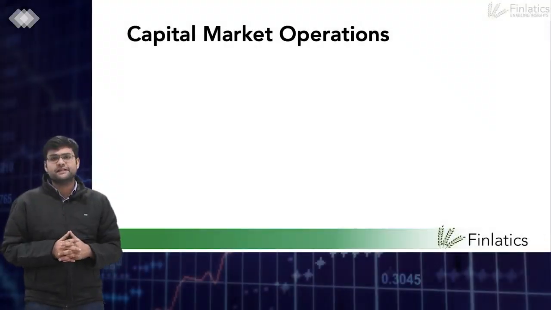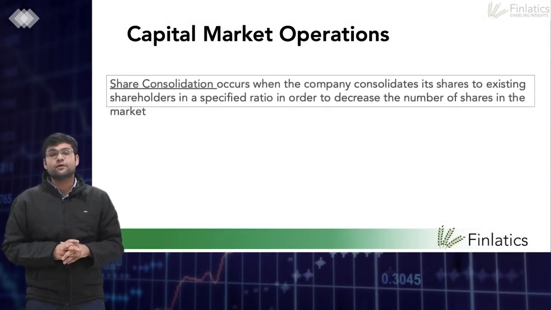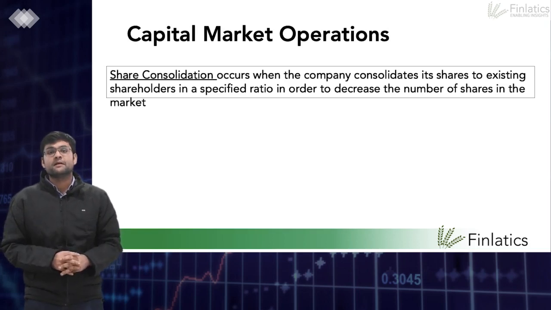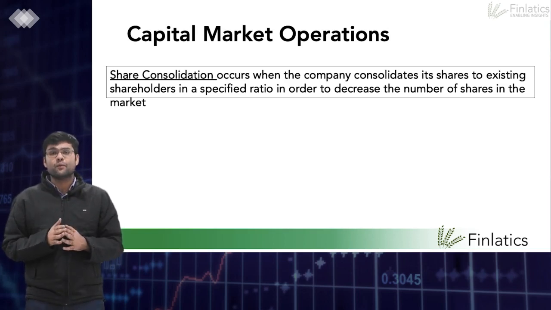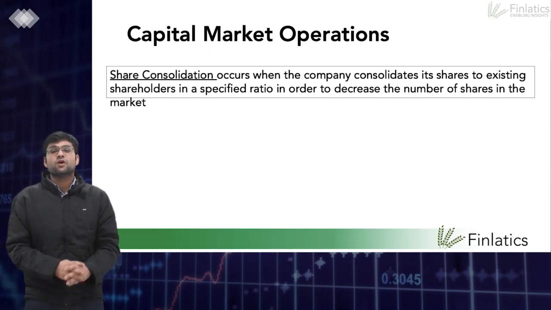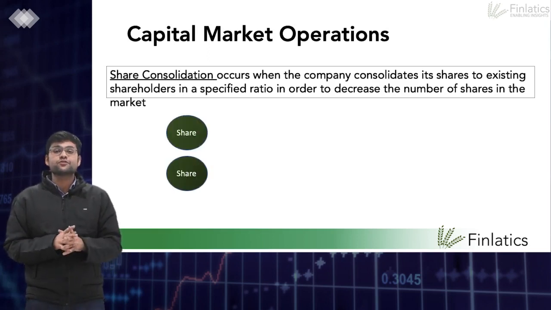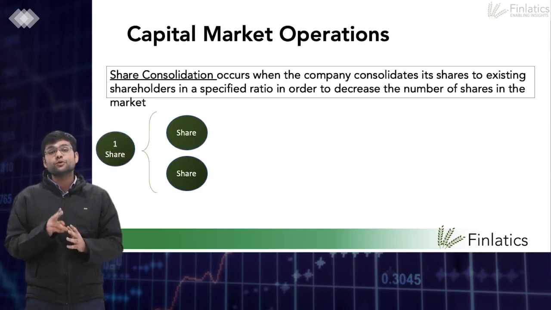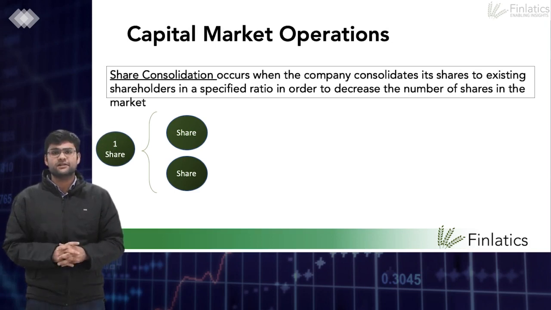The next terminology that we would cover here is share consolidation. Share consolidation is exactly the opposite of a share or a stock split. A share consolidation occurs when the company consolidates its shares in the hands of existing shareholders in order to decrease the number of shares outstanding in the market. For example, in a 1:2 consolidation, you would get 1 share for 2 shares held by you pre-consolidation.